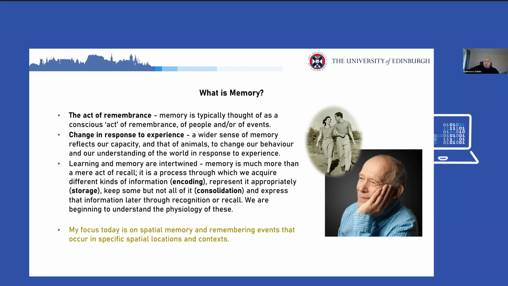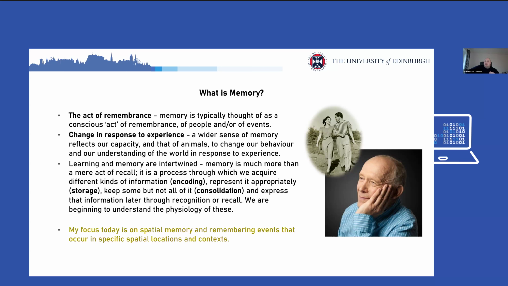In terms of memory processes, what we normally distinguish is a phase where we acquire a new type of information, which is generally defined as encoding, then how it is actually represented in the brain, so where it is stored and in which form it is stored. But because we keep some, but not all of the information that we acquire on a daily basis, what is then consolidated and expressed at a later time in our life.